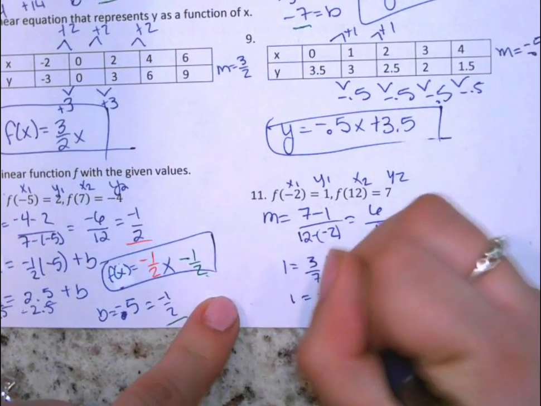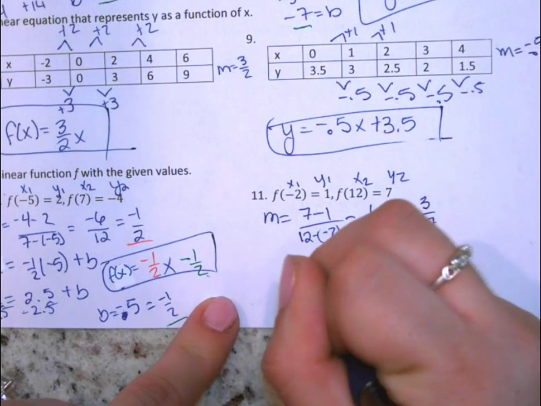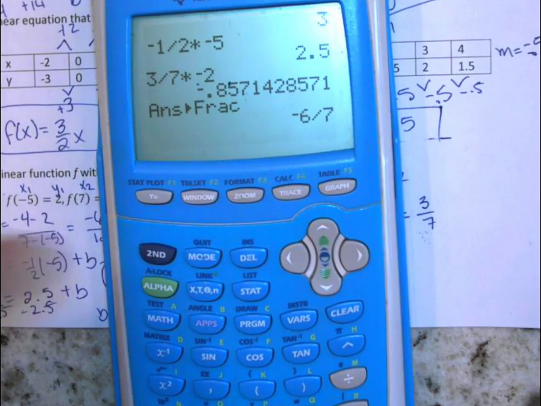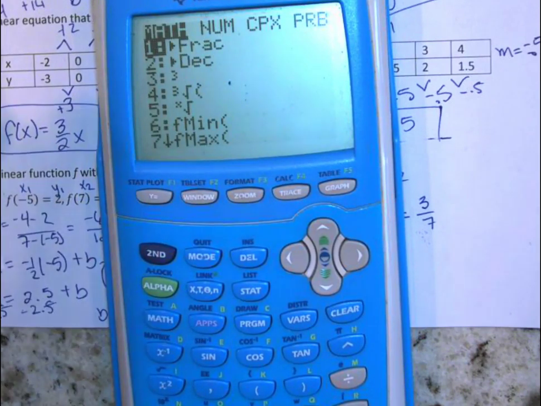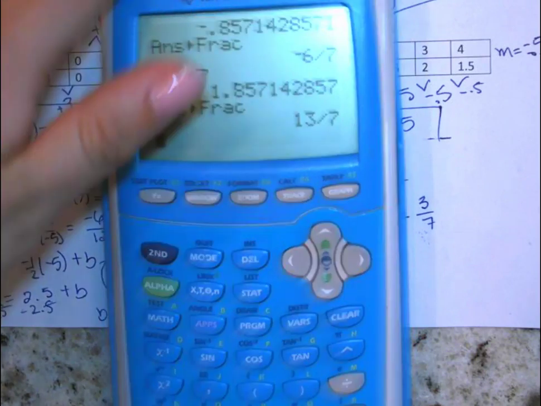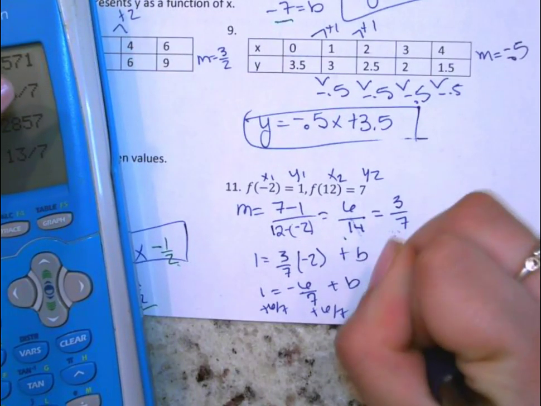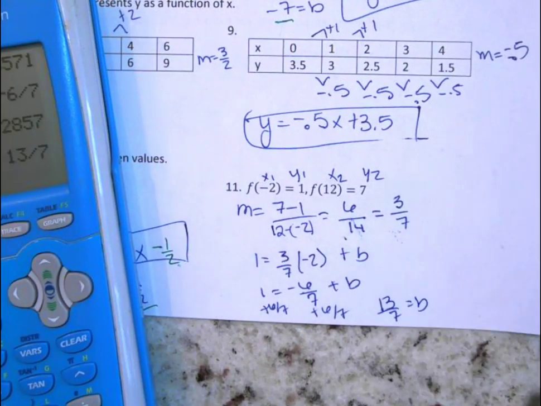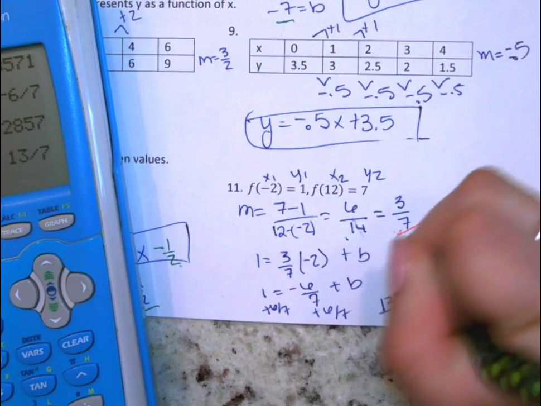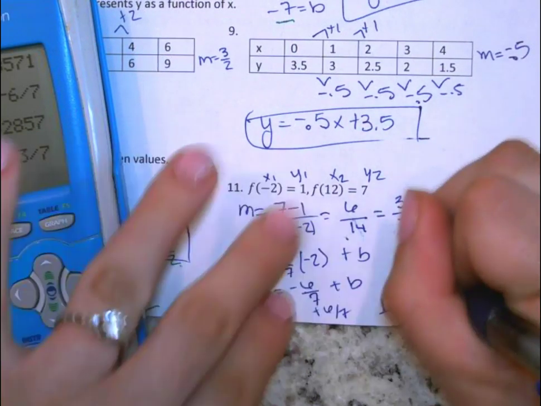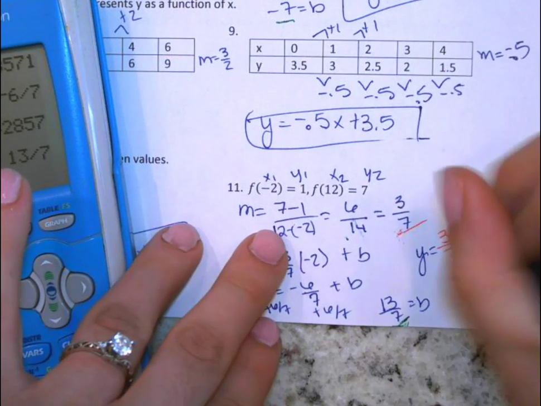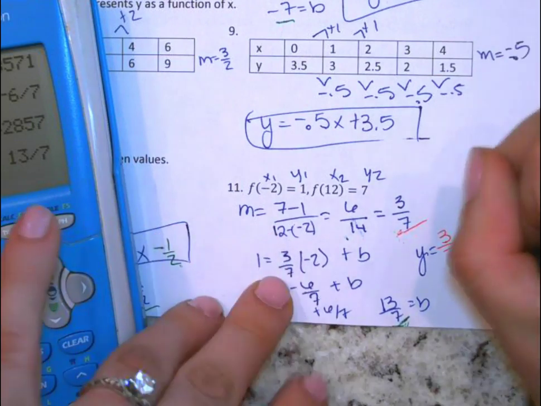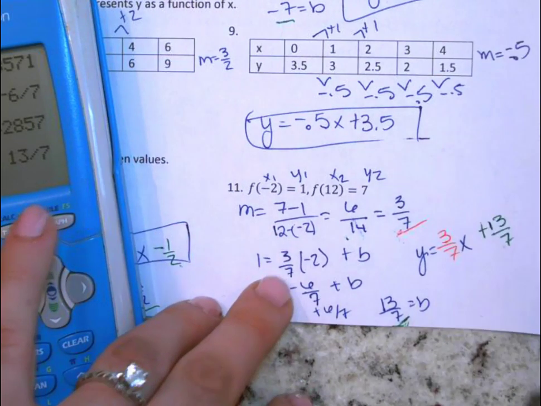And then I'm going to add 6/7 to both sides. So I'm going to do it again on the calculator. I have 1 plus 6 divided by 7. Gives me a funky decimal. I go math, fraction, enter, and it gives me 13/7. Okay. So this is my m, this is my b, and I'm going to plug that into my equation. So I get y equals 3/7 x plus 13/7 for my final answer.